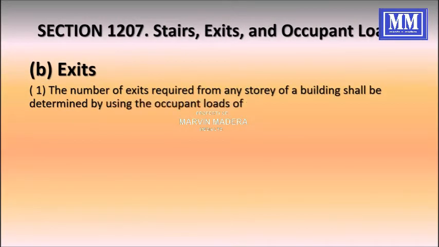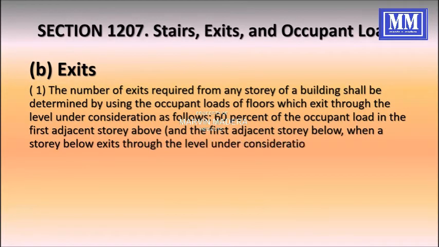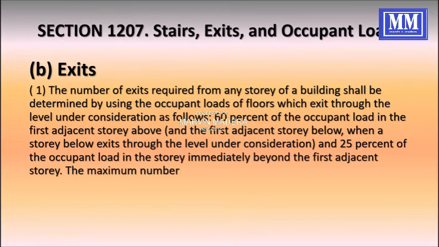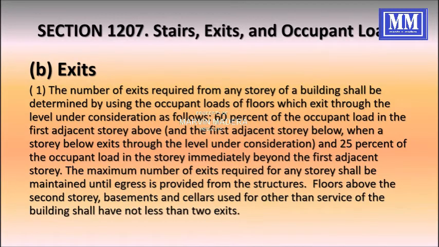Exits. The number of exits required for any story of the building shall be determined by using the occupant load of the floor which exits through the level under consideration, as follows: 60% of the occupant load in the first adjacent story and 25% of the occupant load in the story immediately beyond the first adjacent story. The maximum number of exits required for any story shall be maintained until egress is provided from the structure. Floors above the second story, basements, and cellars used for other than the service of the building shall have not less than 2 exits. The minimum number of exits is 2.